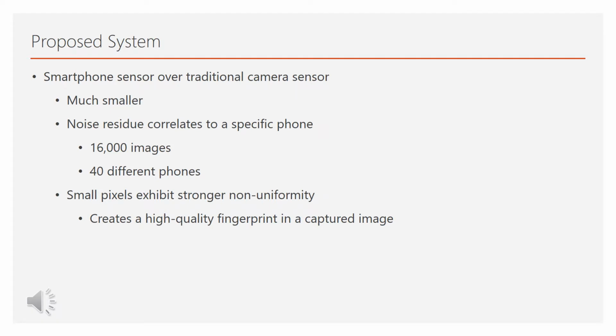In the proposed system, the users were only able to make the ABC protocol work because the smartphone sensor is smaller than the traditional camera sensor. The writers conducted their own study using 16,000 images with 40 different phones to once again prove that the noise residue correlates to a very specific phone. The small pixels exhibit strong non-uniformity. This is what creates a high-quality fingerprint in a captured image.